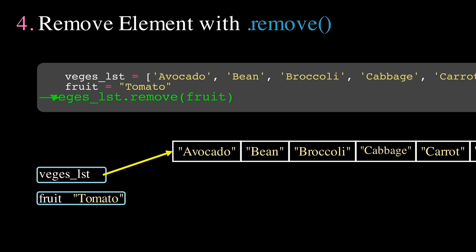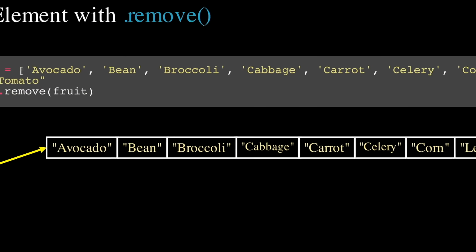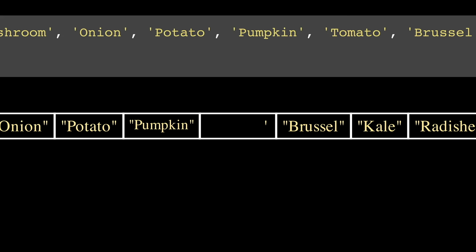We use the remove method. We just need to specify the data we want to remove, not the index. Our Python list will find it and remove it for us.